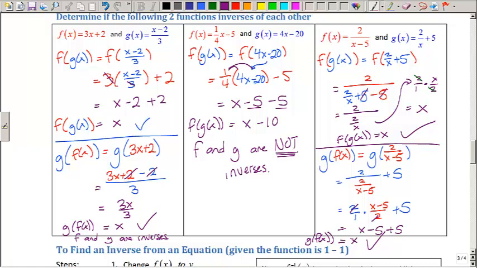And this is really good news for us, because if f of g of x is equal to x and g of f of x is equal to x, I know that these two functions f and g are inverses because they satisfy the two conditions.